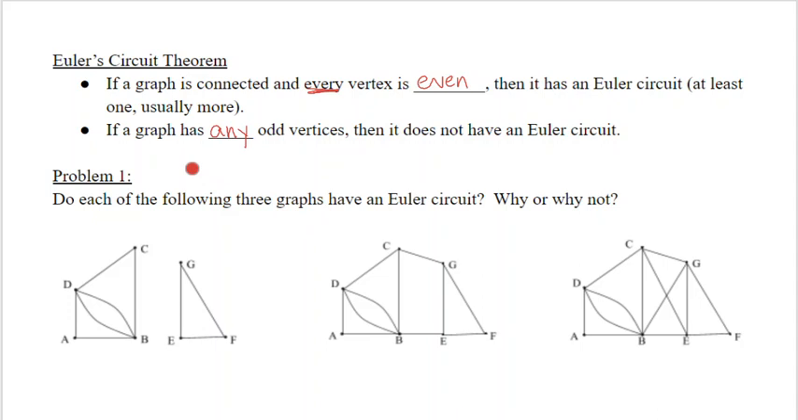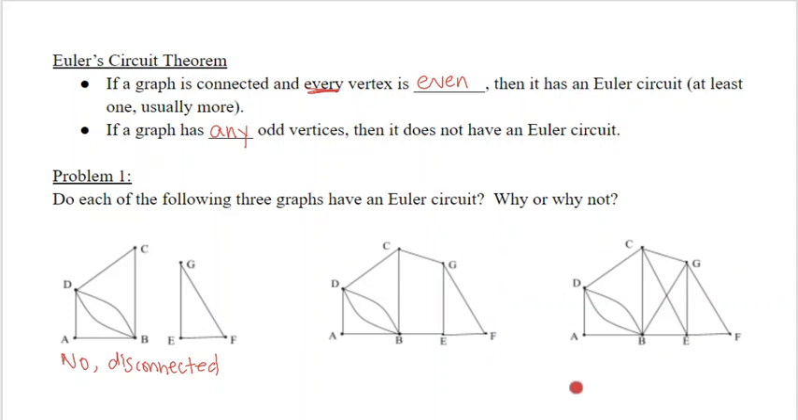So we have three graphs here. We want to look at these three and decide, do they have an Euler circuit or not? Okay, so we have our first graph here. No, this one is not going to have an Euler circuit because it is disconnected. If a graph is disconnected, it automatically does not have an Euler circuit or an Euler path, but we'll get to that in a few minutes.